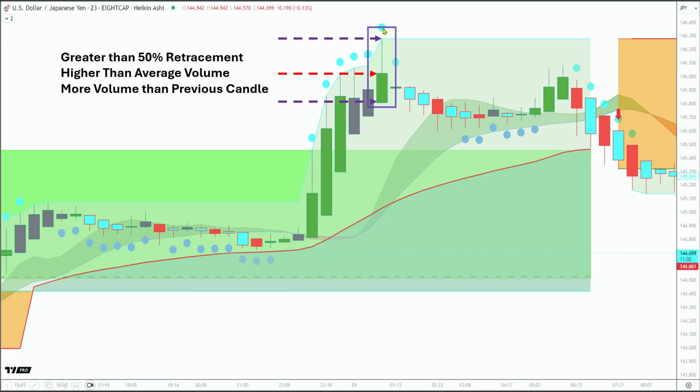The cyan dot above indicates it had higher than average volume. The green candle here means it was an up candle, but it has more volume than the previous candle. So it's what we call a high volume rejection of the highs. This is an indication that it's going to turn down because traders didn't want to take it any higher. It rejected more than 50%. It rejected with higher than average volume, and it rejected with more volume than the previous candle, and I'll talk about those two grey candles in a little while.